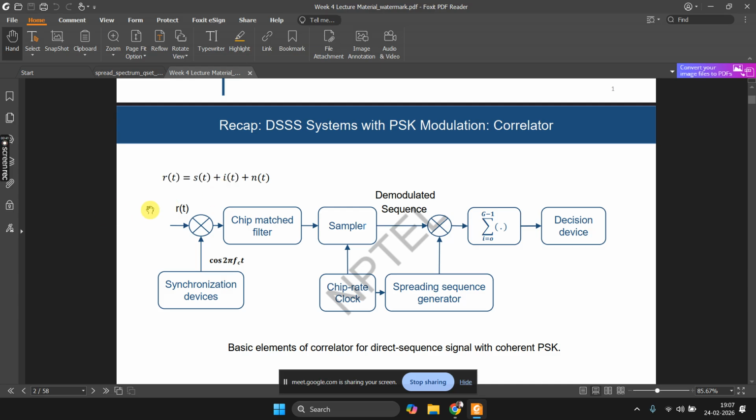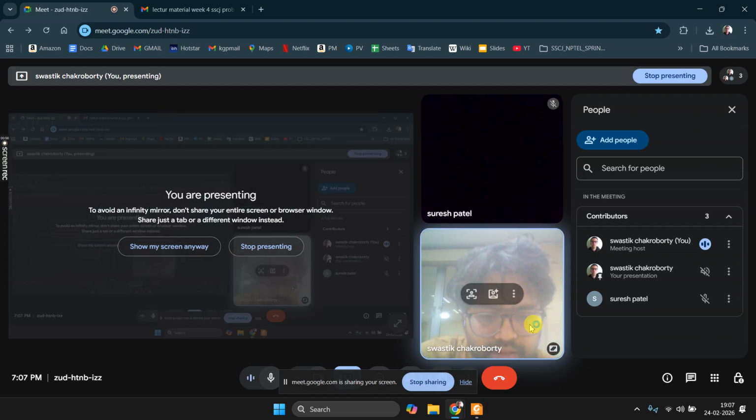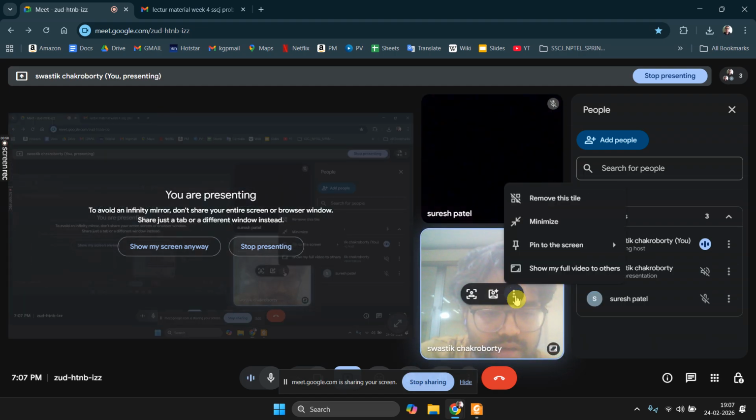So the received signal, you are transmitting the signal. Along with that, it is getting corrupted by noise n(t). So that is AWGN noise corruption, that we all know. But apart from that, there is another phenomenon that is happening here, and that is interference.